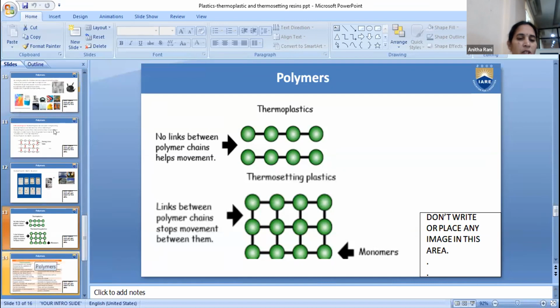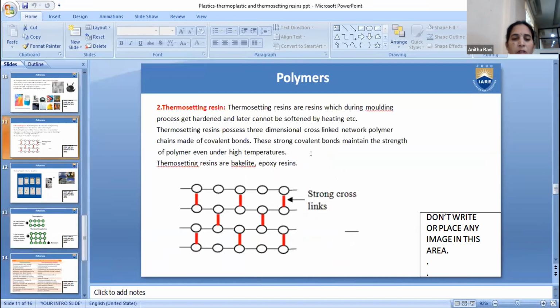These thermosetting resins are prepared by condensation polymerization. You know what condensation polymerization is. We take two different monomers, two different molecules with functional groups, and here elimination of a byproduct takes place. Elimination of small molecules like water, H2O, and methanol, etc.